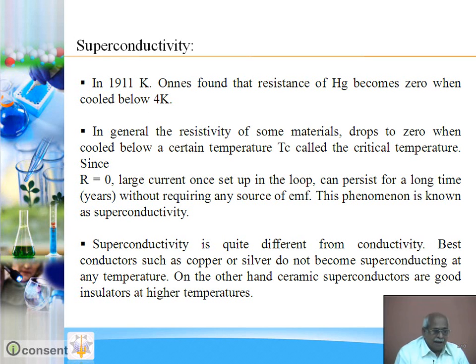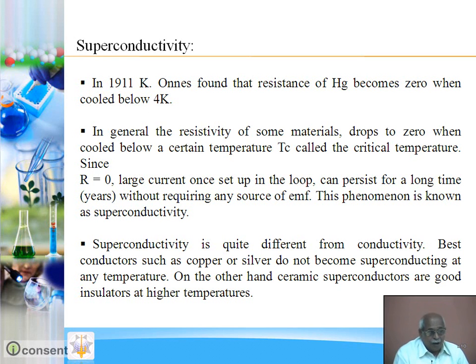काही मटेरियल गार केल्यानंतर विशिष्ट टेम्परेचरला त्याचा रेजिस्टन्स झिरो होतो. हे जे टेम्परेचर Tc आहे त्याला म्हणलं क्रिटिकल टेम्परेचर. रेजिस्टन्स झिरो हा एक चमत्कार आहे म्हणलं तरी चालेल. रेजिस्टन्स झिरो म्हणजे काय? There is no opposition to the flow of current, so current can flow easily. इलेक्ट्रिक करंटला काहीच एनर्जी लागणार नाहीये, रेजिस्टन्सच नाहीये.